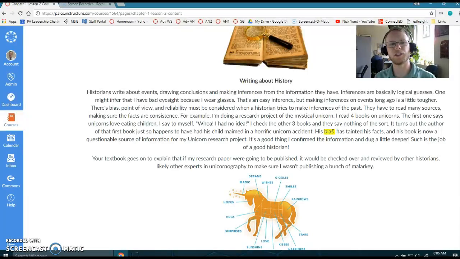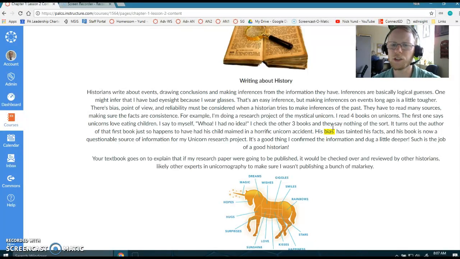All right, writing about history. Historians write about events, drawing conclusions and making inferences from the information they have. Inferences are basically logical guesses. One might infer that I have bad eyesight because I wear glasses. That's an easy inference, but making inferences on events that happened a long time ago is a little tougher. There's bias, point of view, and reliability. All must be considered when a historian tries to make inferences of the past. You have to read many sources, making sure the facts are consistent.